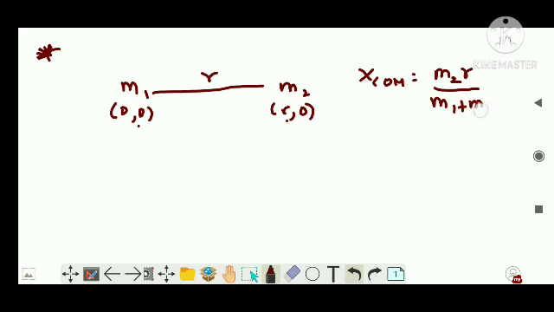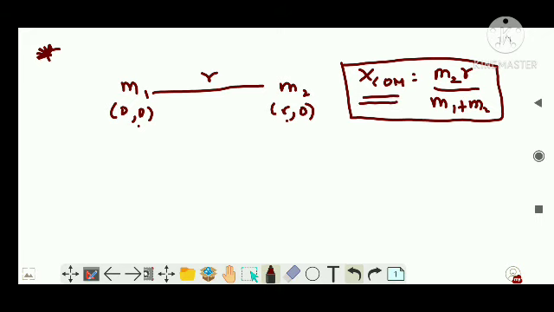You can mug up this equation as it is. So this x center of mass, the position of center of mass, is measured from m1. So the center of mass position from m1 is equal to the other mass, m2, into the distance between those two masses, r, divided by m1 plus m2.